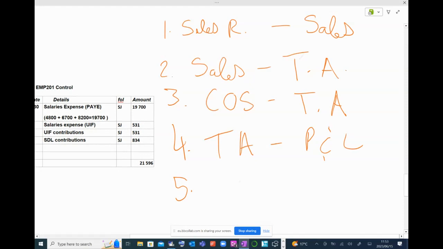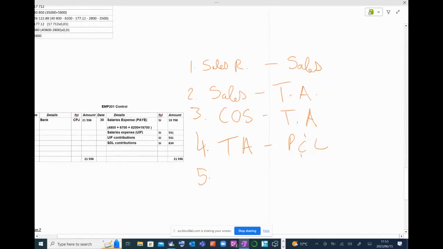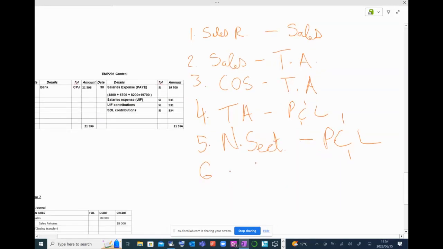Then step number 5. Let's do this. Yes, number 5. Nominal section. Yes. I'm just going to call it nominal sec. To where? Profit and loss. Our second temporary account. Is it? Then what next? We're not yet there. To capital.